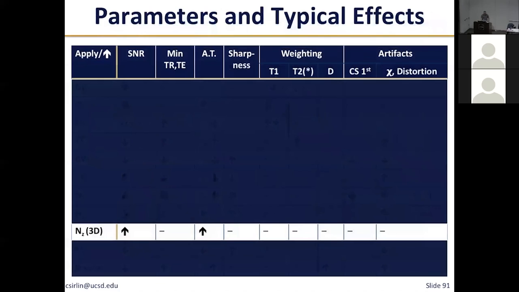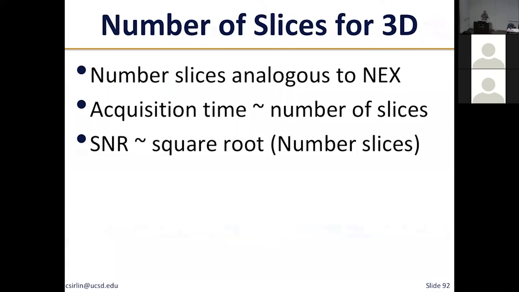Okay, let's now look at the number of slices for a 3D acquisition. The number of slices in a 3D acquisition is analogous to the number of excitations.